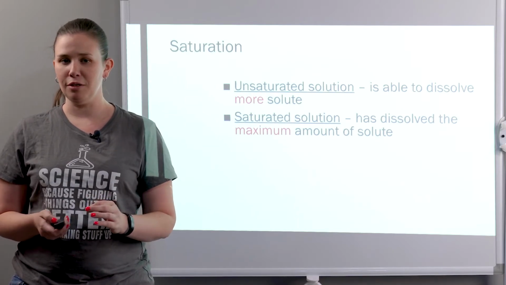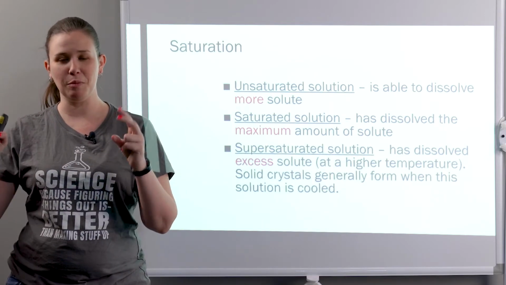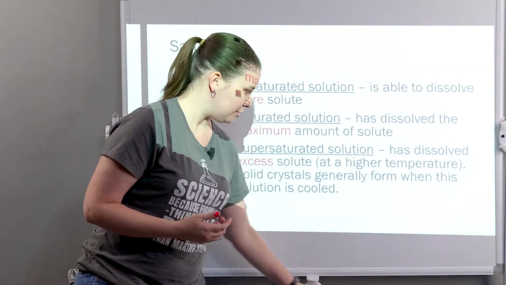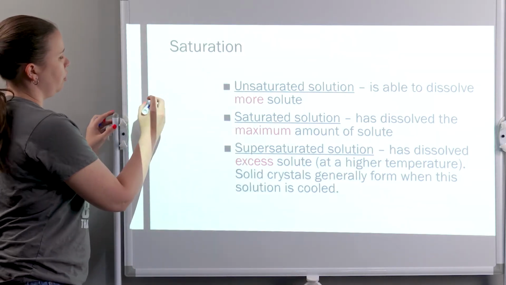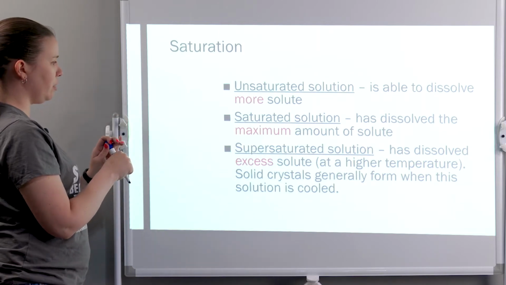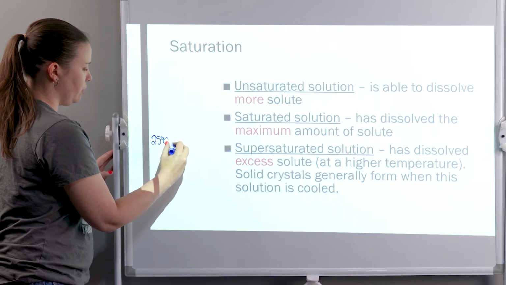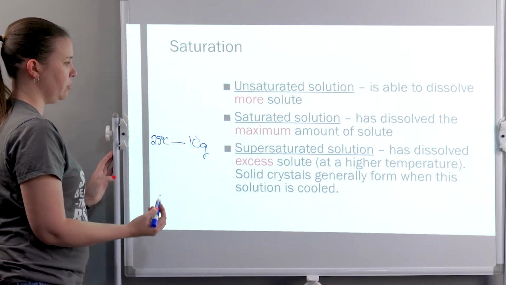Now, this is a little weird, but there's also a way you can hold more than the maximum amount of sugar. This is how rock candy is made, actually. So let's walk through what this would look like. Let's go with sugar water on the idea of making rock candy. And we're at room temperature, which is about 25 degrees Celsius. And let's say it can hold 10 grams.